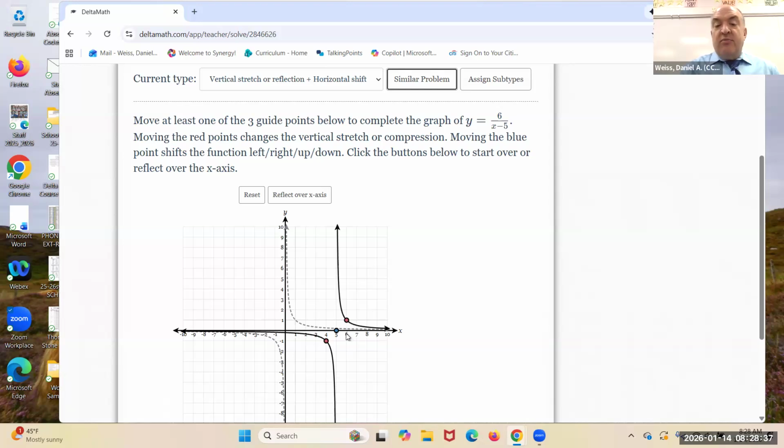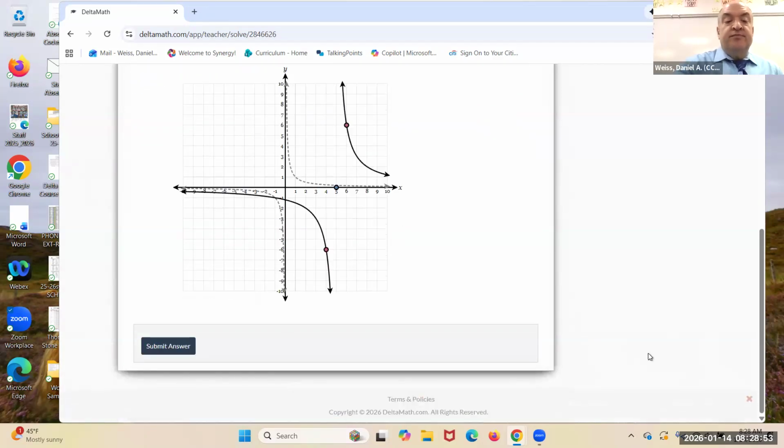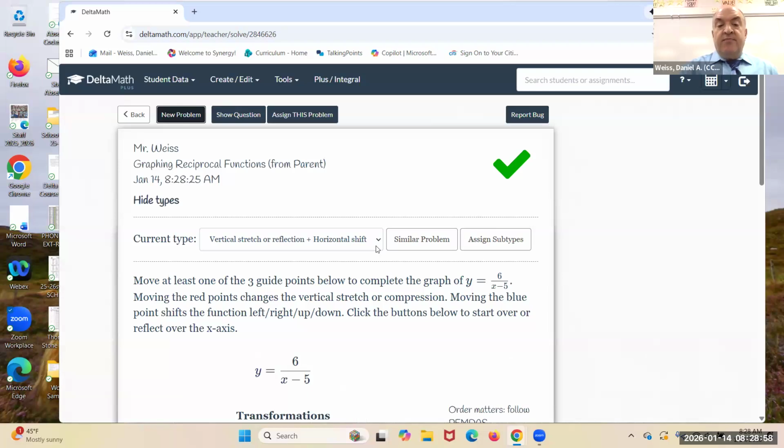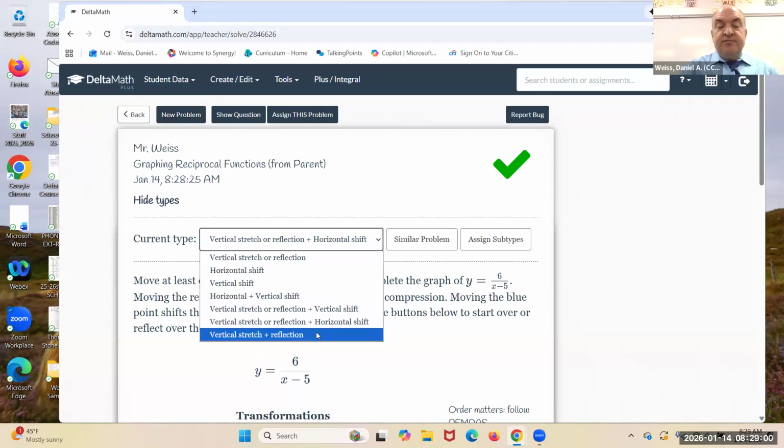Okay. Now I'm going to put in 6. 6 minus 5 is 1. All right. 6 divided by 1 is 6. So I got to move this guy all the way up to 6. Okay. And there you go. All right. That's how you do those problems.